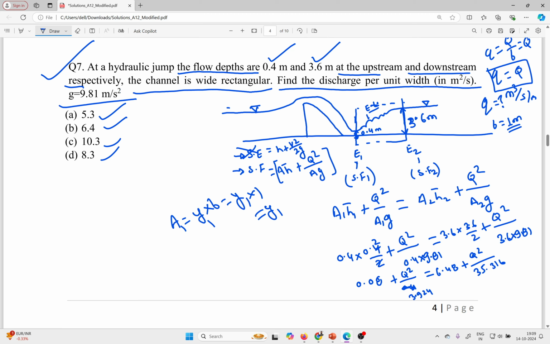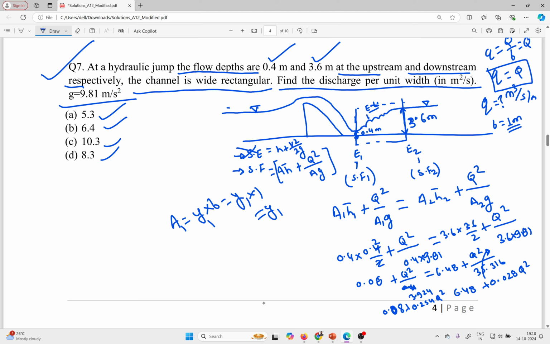Now 1 divided by 35.316 will come 0.028 Q square, plus 6.48. And 1 divided by 3.924 will come 0.254 Q square, plus 0.08.